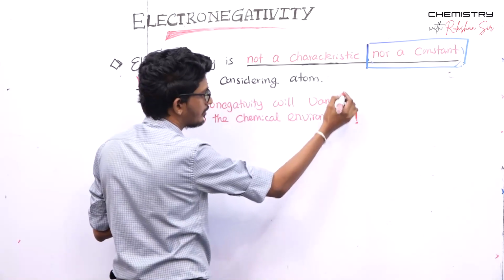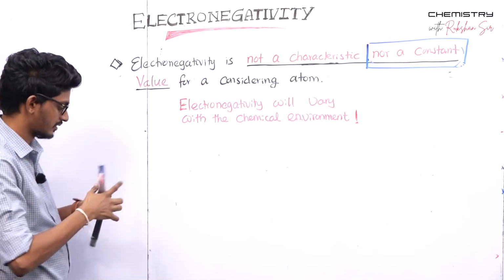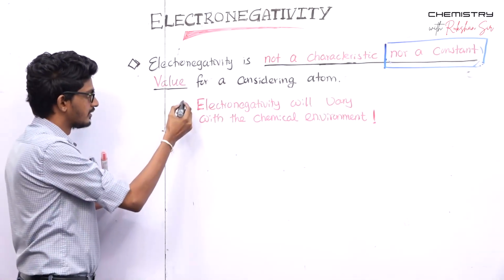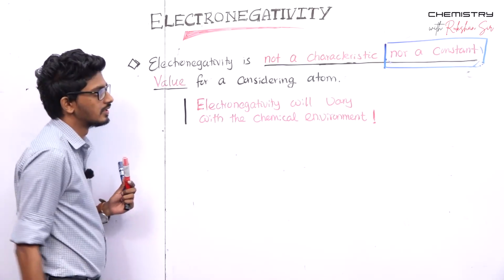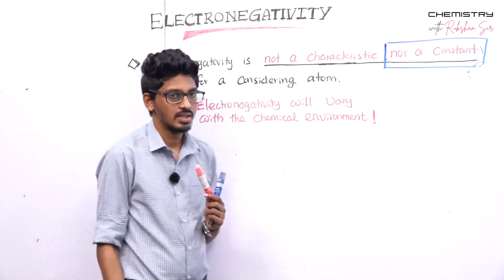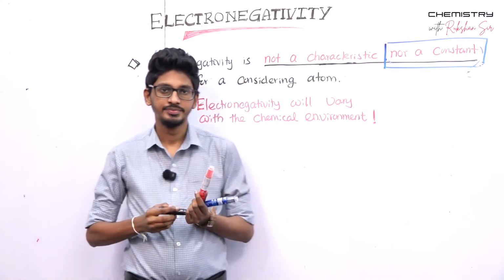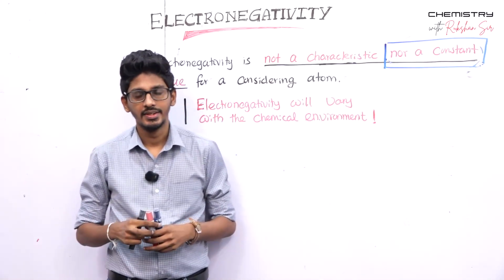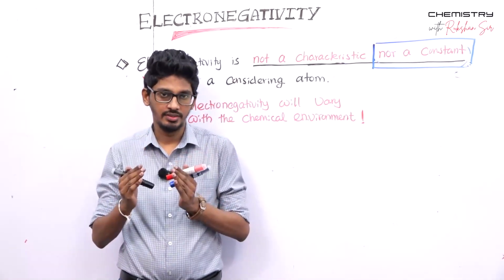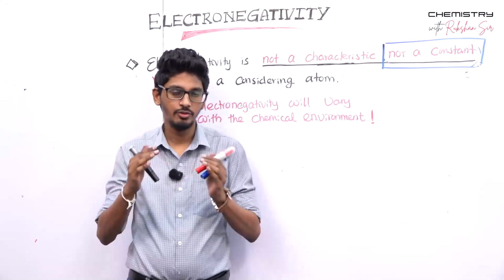Electronegativity varies with the chemical environment of the atom. Let's discuss what it says. So the idea is this, the 3.0 value for the nitrogen.